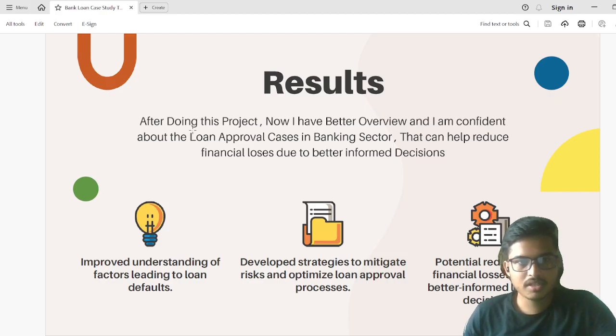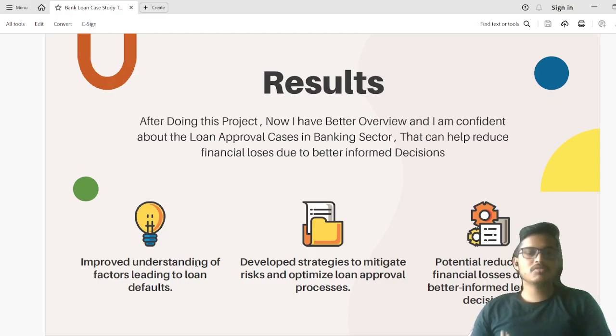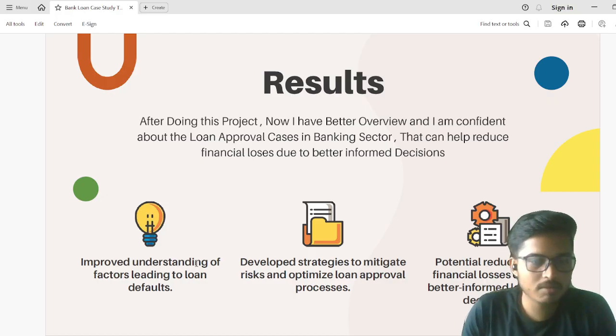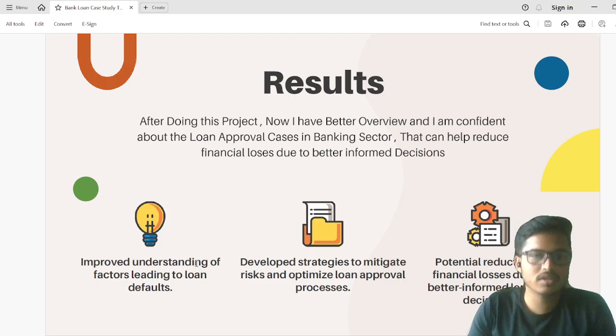Some other results after doing this project. So these are the results that we have: improved understanding. After doing this project, I improved my understanding of the factors that lead to loan default, developed strategies to mitigate the risk and optimize the loan approval process. Potential reduction in financial losses due to better informed lending decisions.